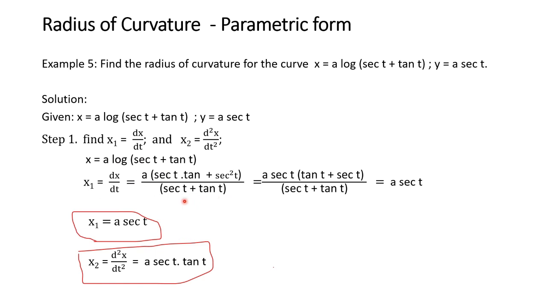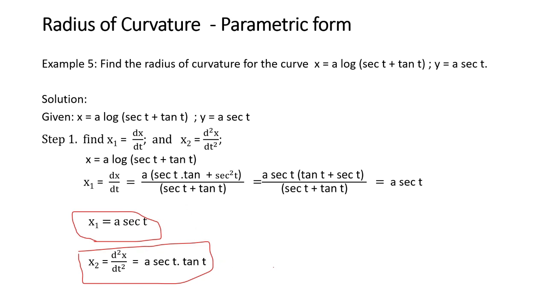x2, differentiating a secant t again, we get a secant t tan t. Step 2, find y1 and y2. y is a secant t. y1, differentiating a secant t, is a secant t tan t. y2 is equal to differentiating y1, a secant t tan t.